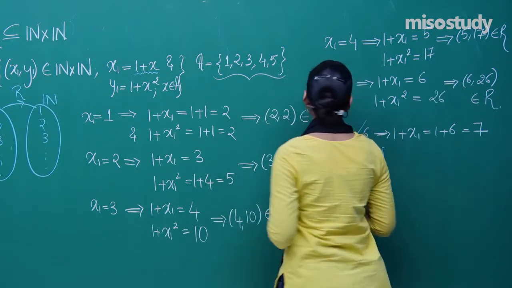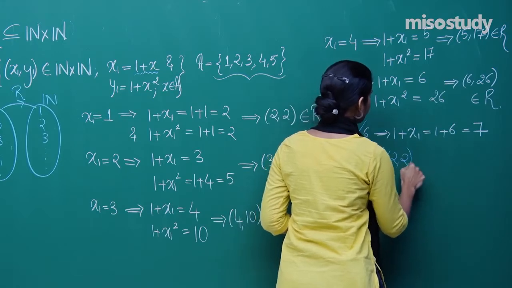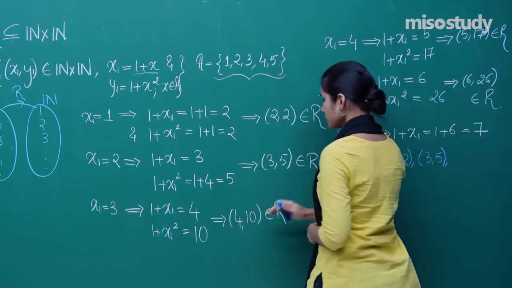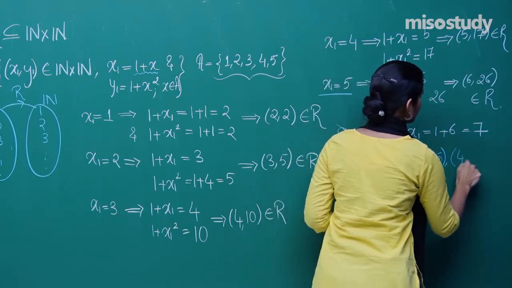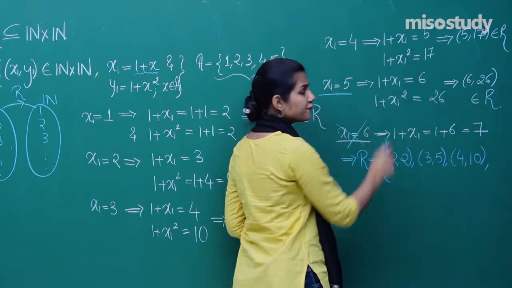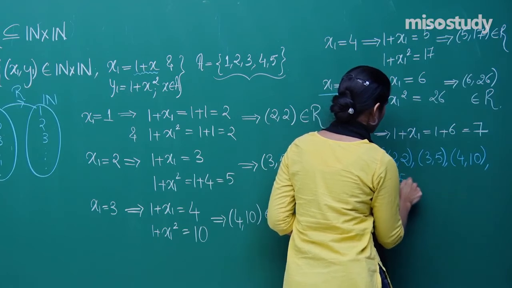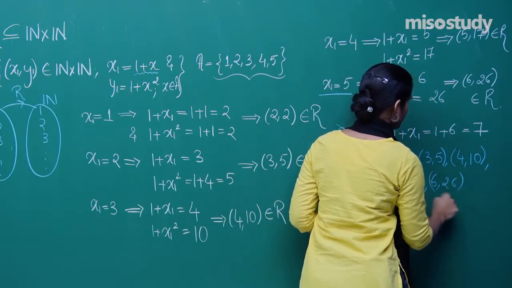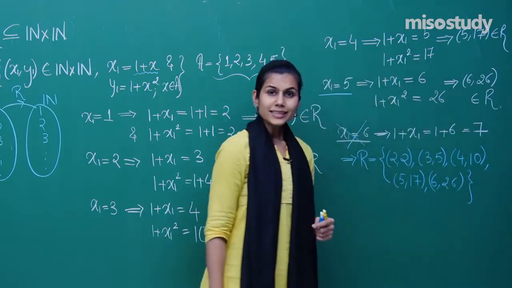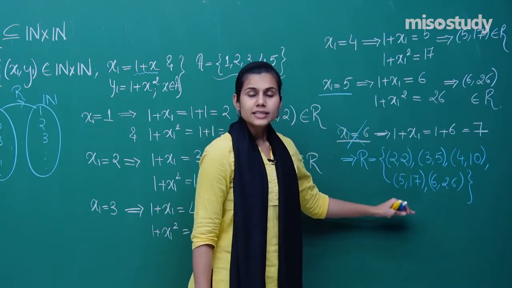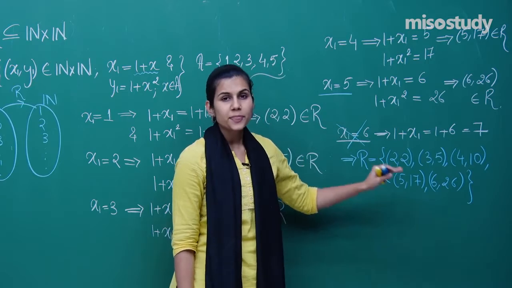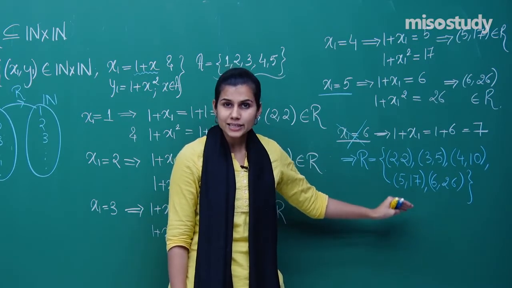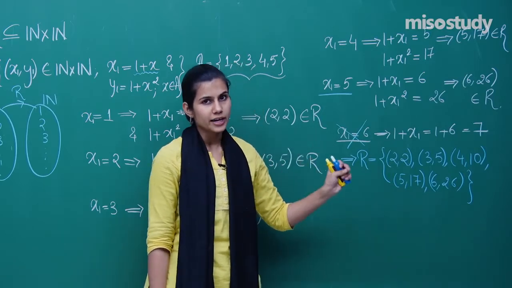And that is why your R gets completed as the collection of ordered pairs (2, 2), (3, 5), (4, 10), (5, 17), and (6, 26). That is what it comes out to be. This R is the set of those ordered pairs wherein the first component looks like 1 plus x and the second component looks like 1 plus x square, where x ranges from 1 to 5.